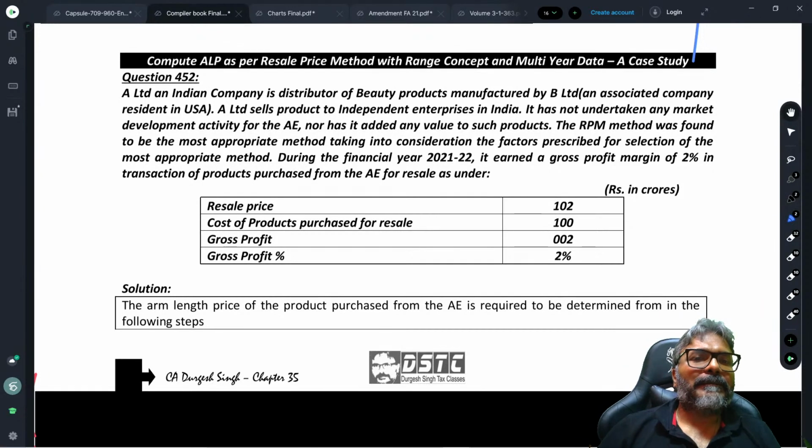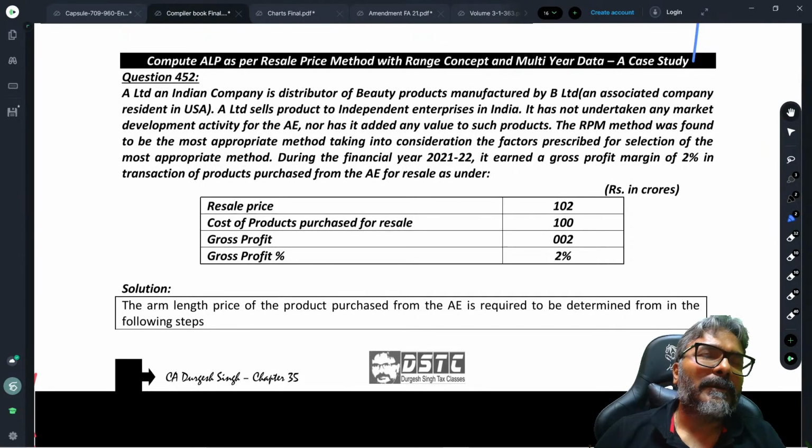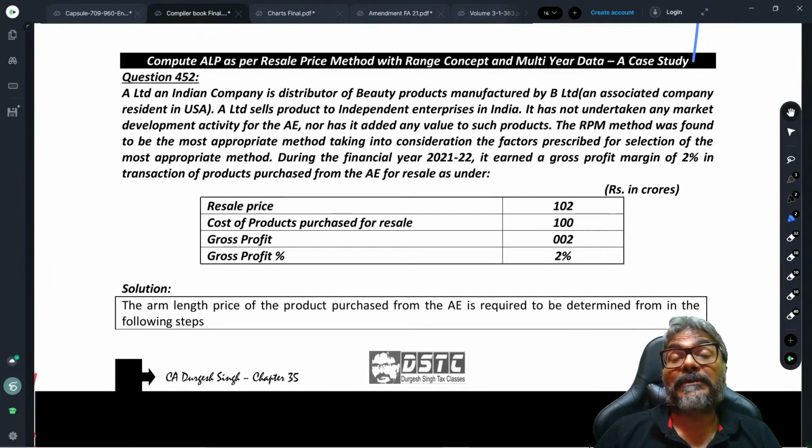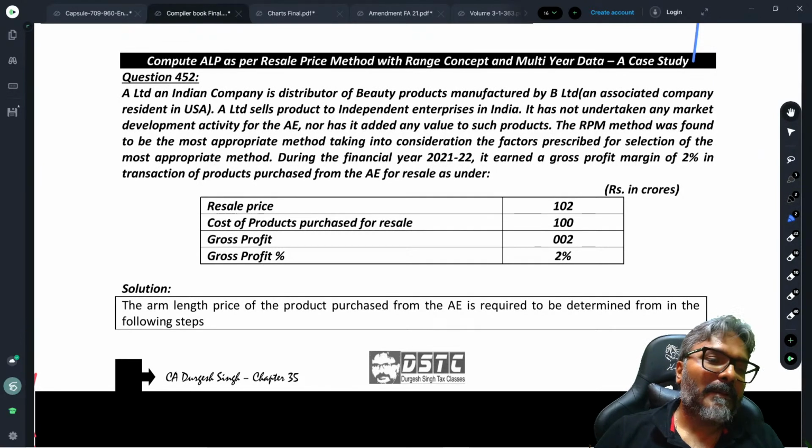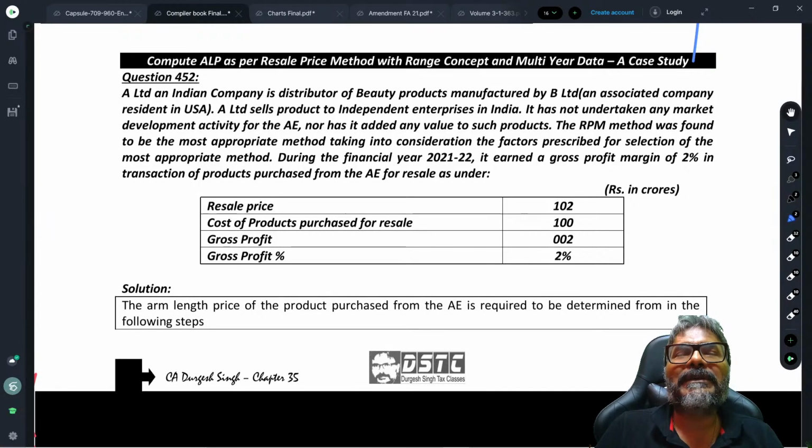That is fine. Now students, in the previous question, this is the concept of multi-year data, students. Multi-year data. We have seen that with the comparables, the information relating to the comparables on the basis of which we are determining the ALP, the arm's length price, one thing is very sure and very clear to us.